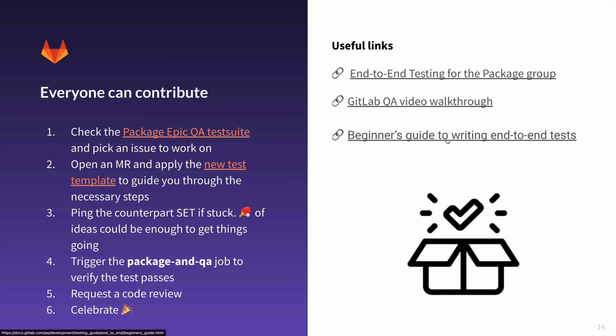It's highly useful. And if you actually get stuck, I found out by pairing with a few engineers that it's pretty okay to just tag the counterpart SET and get things going. Sometimes it can be just a small misunderstanding of the code, and we can figure things out together. It would be great to trigger the package QA manual job to really verify that the test passes and that it's not introducing failures in the other tests as well. Request a code review and hopefully it gets merged, and go out and celebrate.